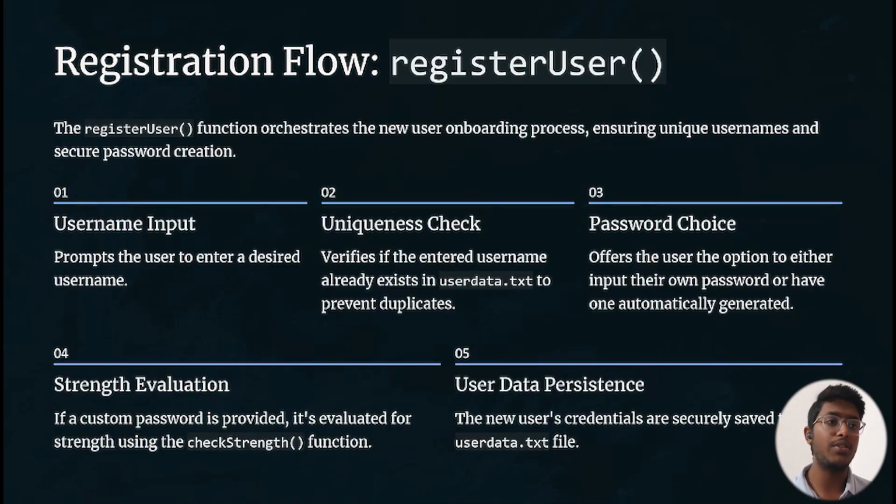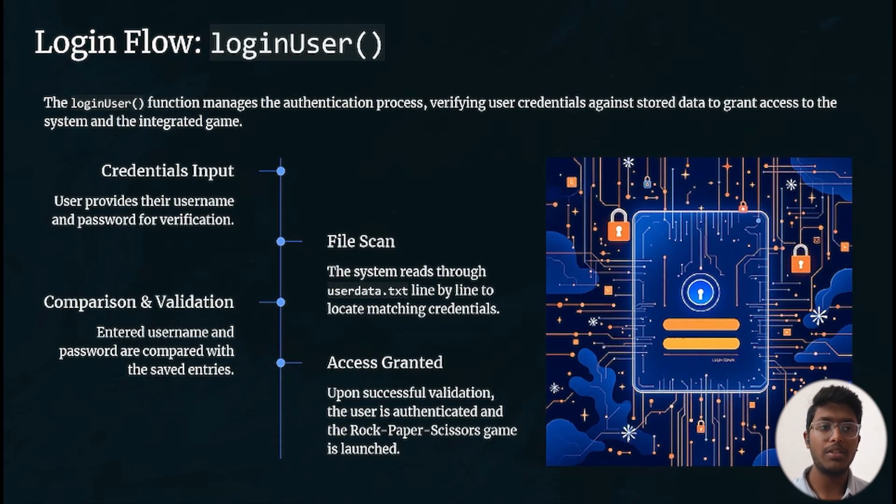And next, login user. In login user, there are also four steps. First one, credential input. The user provides their username and password for verification. Second one, file scan. The system reads through user_data.txt line by line to locate matching credentials. Third one, comparison and validation.